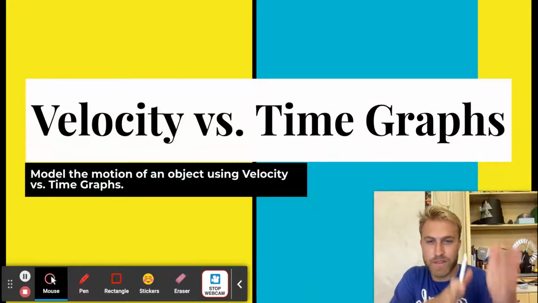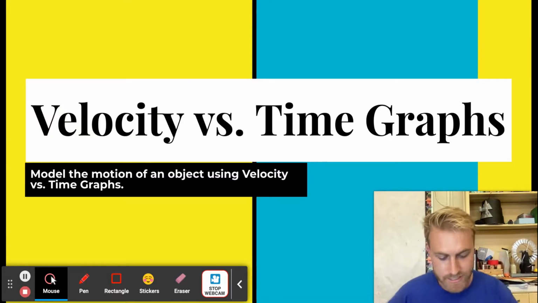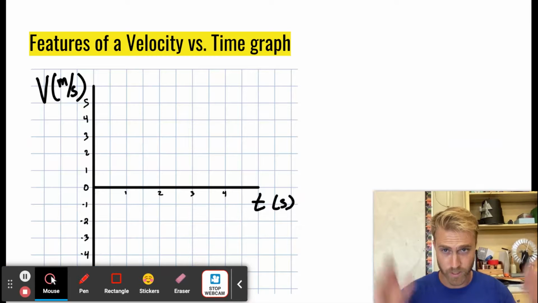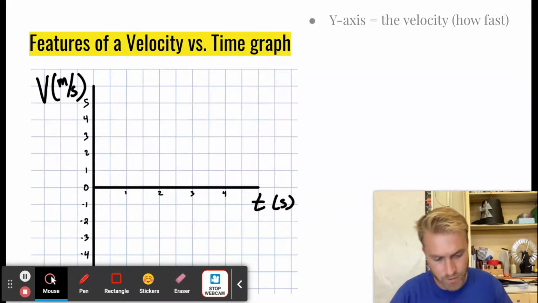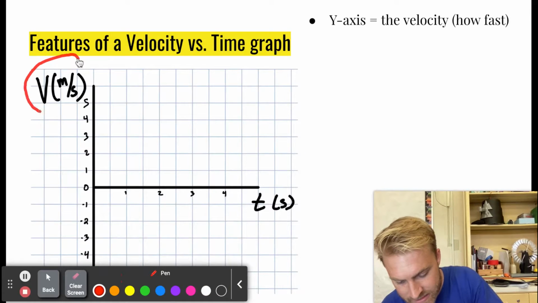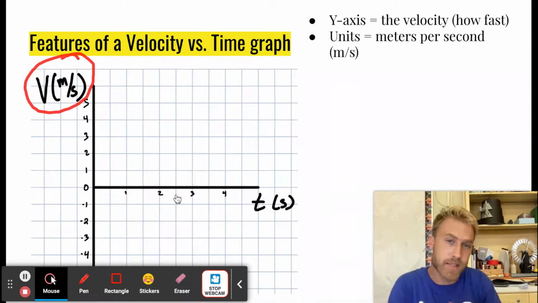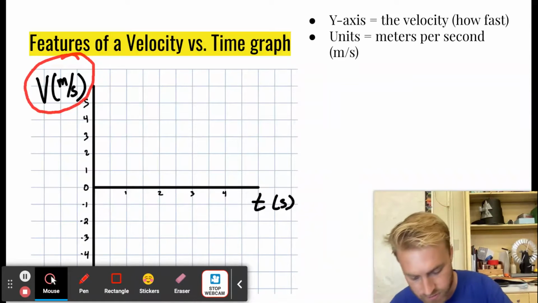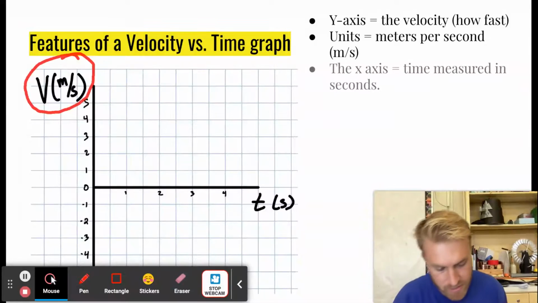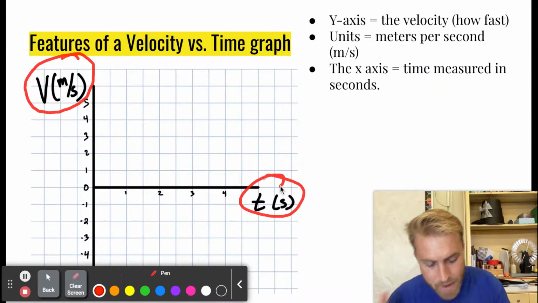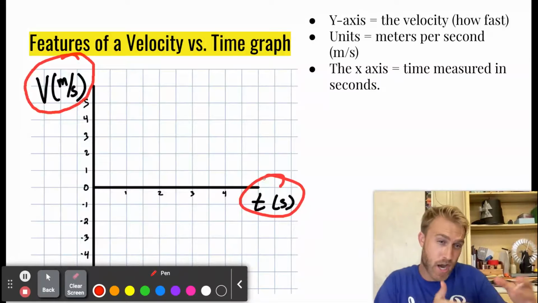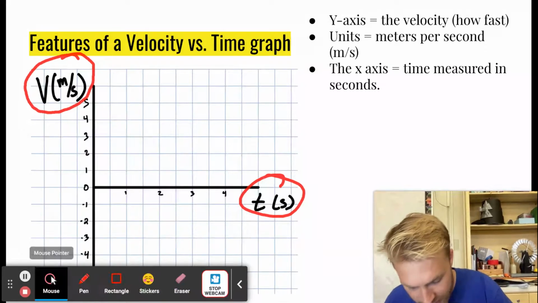All right, let's model the motion of an object using velocity versus time graphs. What is it? Here's a velocity versus time graph. The y-axis tells you about the object's velocity, which is how fast it's going, and the units are meters per second. Those are the units for the variable velocity. The x-axis is time measured in seconds. Seconds are the unit for the variable time.